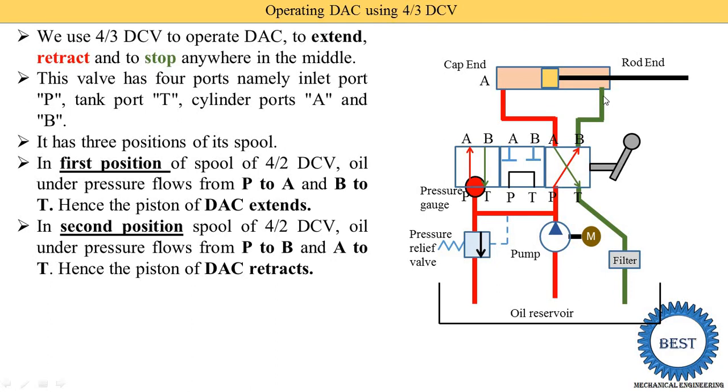Okay, from the rod end this oil applies pressure on the piston and the piston starts to move from right to left. Okay, so it is called retract. So here you see the last line is written, hence the piston of the DAC is retracted. Okay, at the same time during the retraction some oil is present on the left side of the piston, so it enters this pipe and then comes to the A port, and the A port is connected with the T port, so oil flows from A to T, and from the T port the oil goes back to the reservoir through the filters.